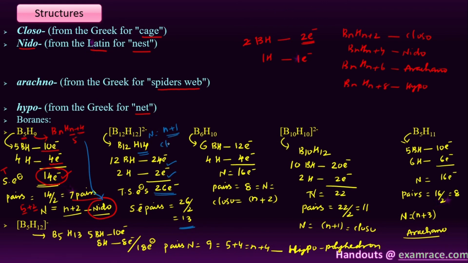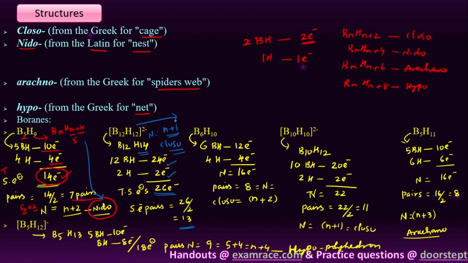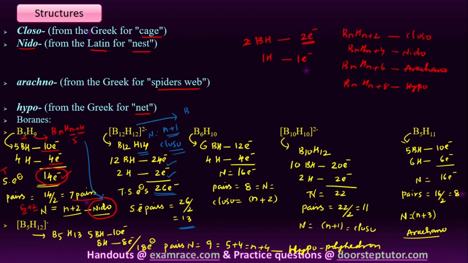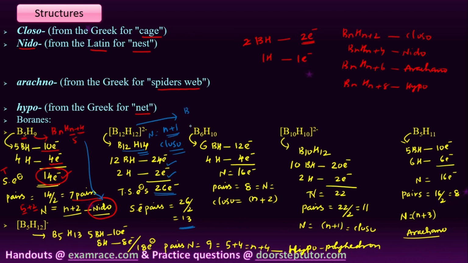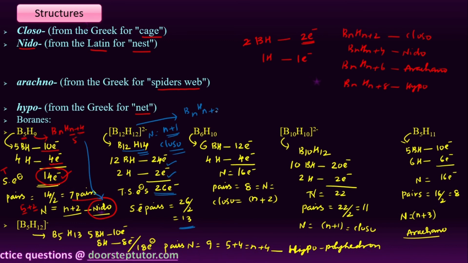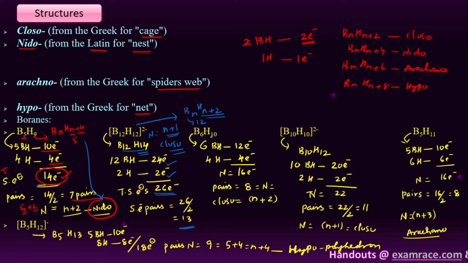So n plus 1 means what is the structure, student? Closo, right? Here also I'll explain in a simple way. B12H14 you can write as BnHn plus 2. In place of n, take 12. So B12, 12 plus 2, 14. Then it is closo, right? This is a very simple way to determine the structure of boranes.